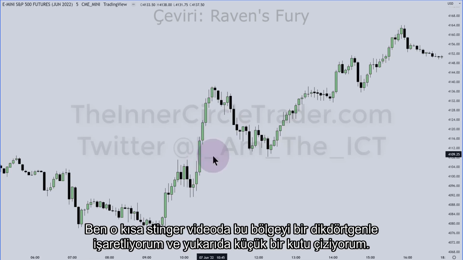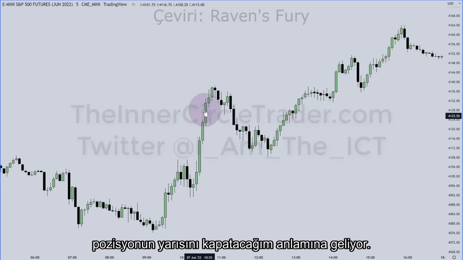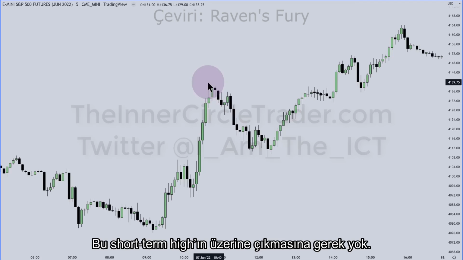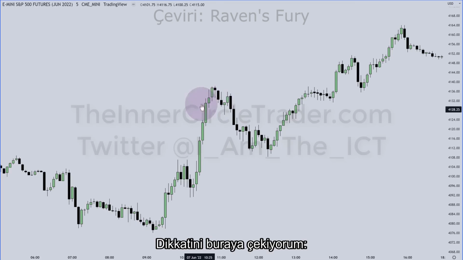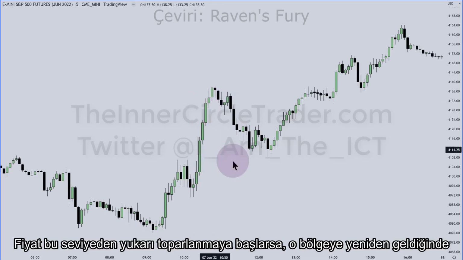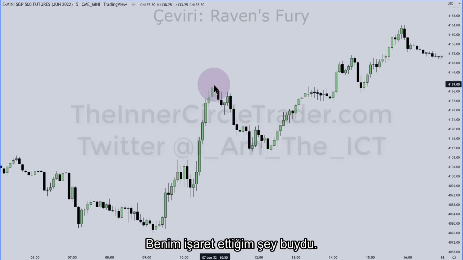Now, in that little stinger video, I draw this little area out with a rectangle, a small little box up here. What that box is: if it goes down into here and starts to rally, I'm going to take half that position off once it gets into this area here again. I don't need to go above this short-term high. So that's what that little red rectangle represents. When you see me doing that stinger little vignette video on my Twitter feed, I'm drawing your attention here. So when we go from this level here, if it starts to rally up, once it gets back up in that area again, I'm going to take half the position off and then see if it can run above that high. That's what I was drawing to.